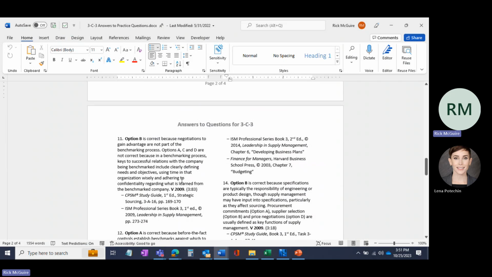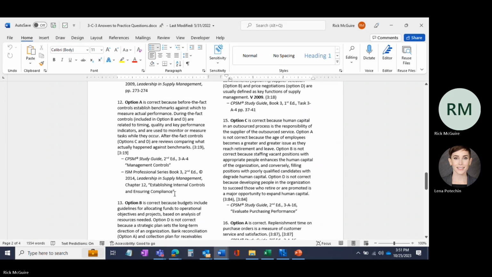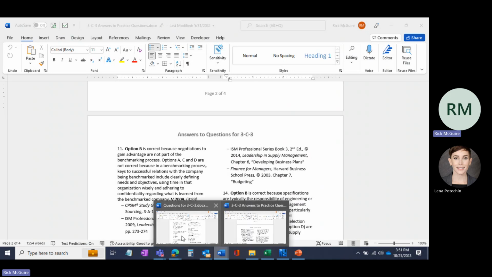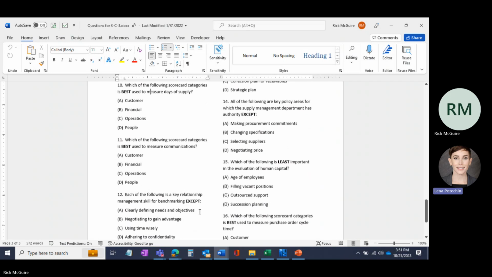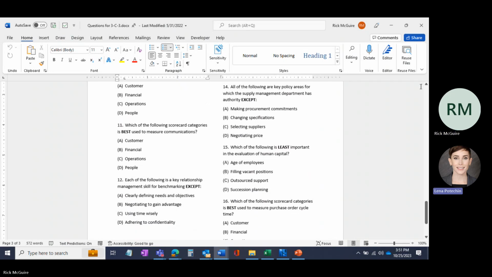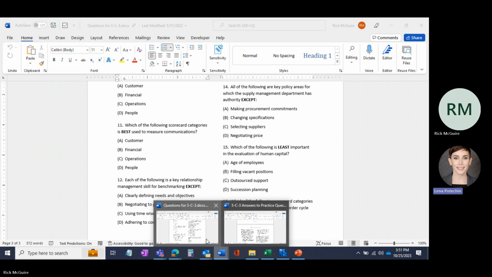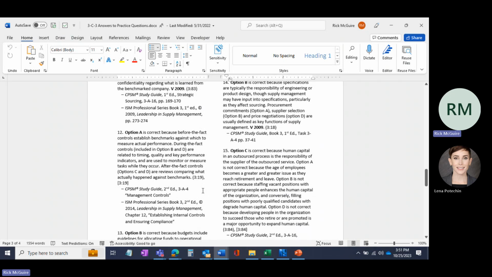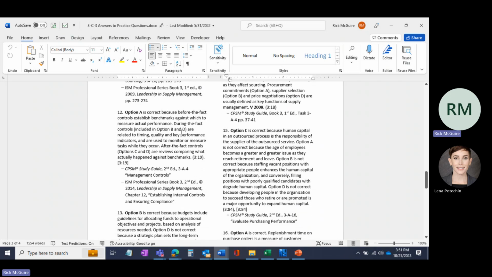Now they're off by one too. I got 16 there. Okay. Negotiations. That question was what question? That's 12. Negotiating to gain advantage is not a key management skill. Okay. 13, it's probably 12. Before the fact controls or benchmark. No, that one wasn't in there. 13 is budgets. So this is the question that's missing.